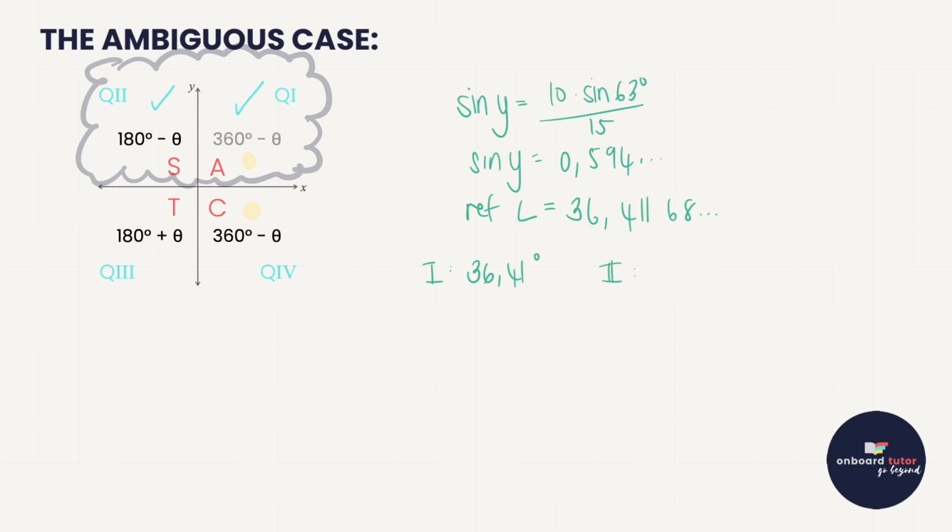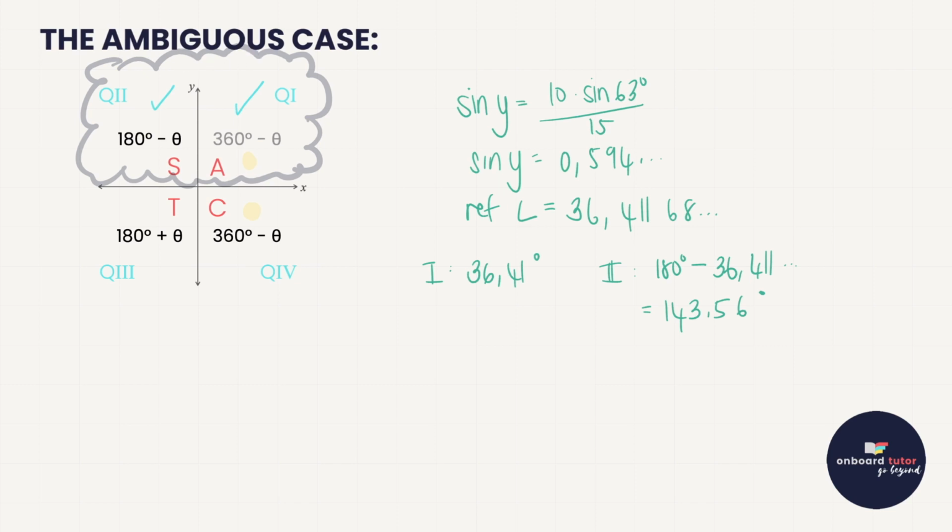In quadrant 2, the answer would be 180 minus that reference angle, and that would give us 143,56 degrees. So now if we look at these two options, we can go back to our sketch and choose which one is the right one for our sketch. Sometimes it so happens that it could be both of them. There's not enough information, and that's what's called the ambiguous case.